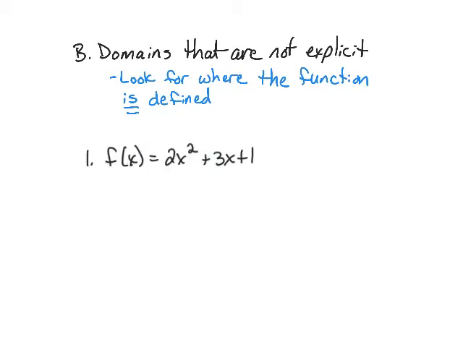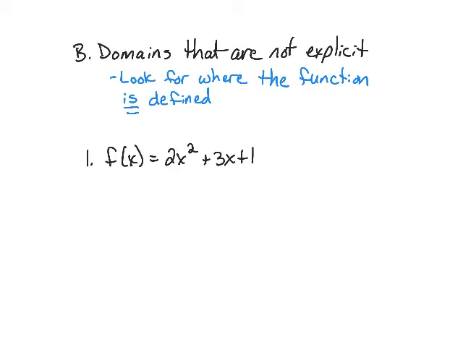So let's start with a polynomial function. F of x is equal to 2x squared plus 3x plus 1. A lot of times students will try to factor it and say that's the domain, but you don't have to. If you think about the function and what this graph looks like, there is no value of x that will mess up this function. Basically, I can substitute any number I want, and this will generate an answer for me.